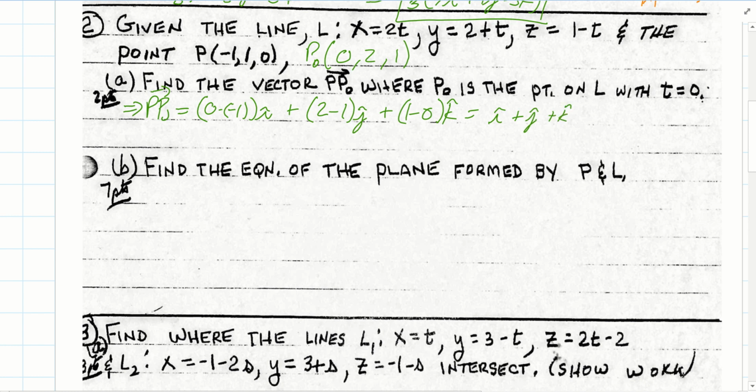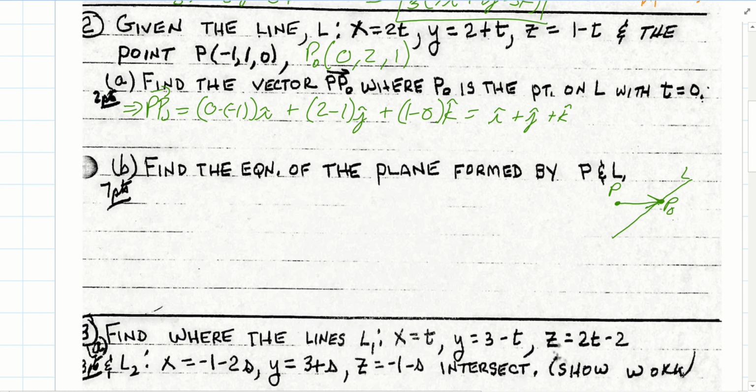So that is P0. Now I didn't state it, but when it says find the equation of the plane formed by P and L, we're going to need something else. So let's go ahead and look at it. We're going to have a line at some point. So we know of some point P0. I'm going to label it here. So this is P, this is L, this is P0, that's the vector.